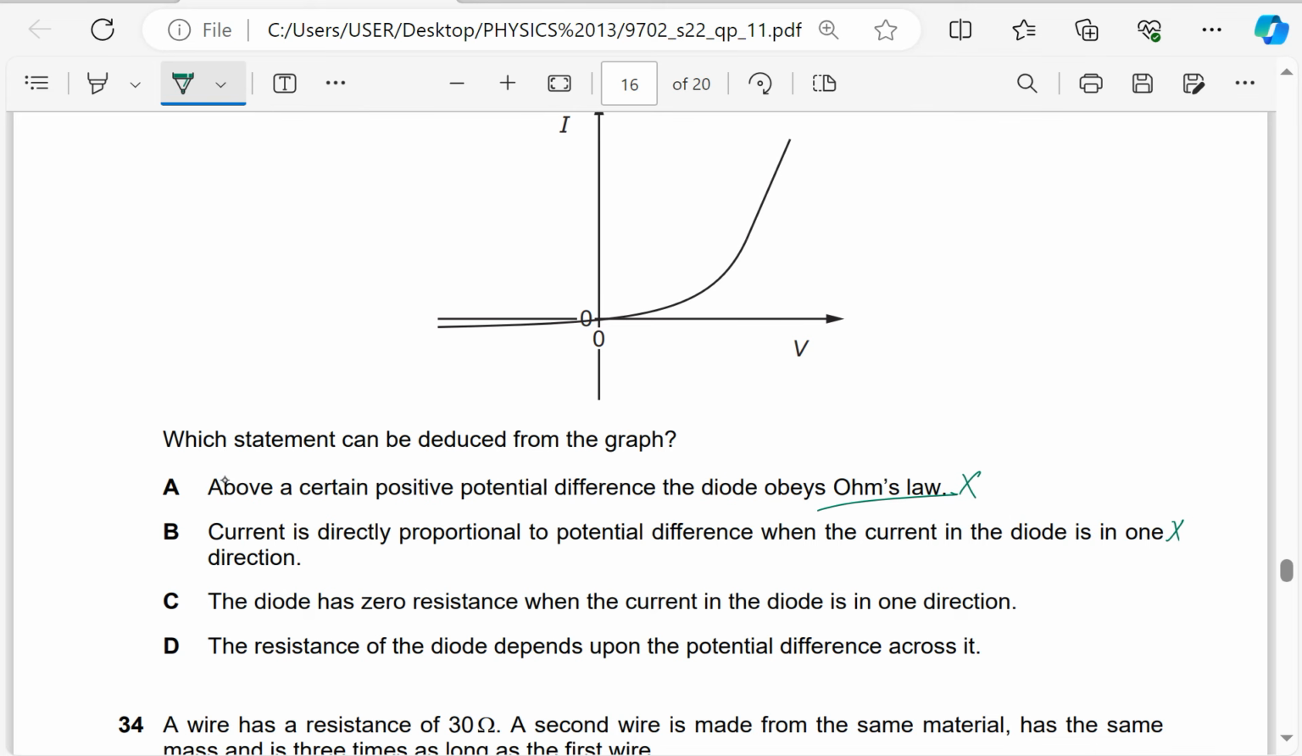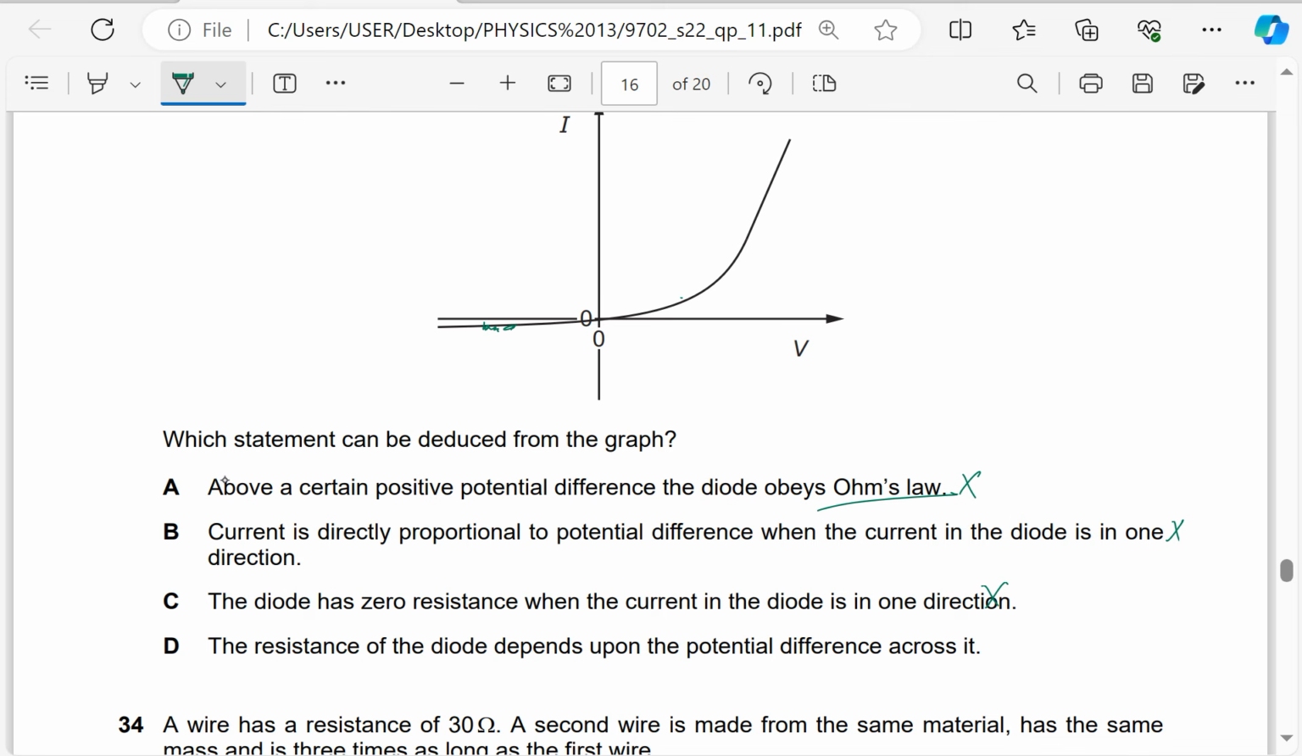The diode has zero resistance when the current in the diode is in one direction. Resistance is not zero in one direction. I don't think this gives us zero. There's a current here. This side is not zero because there's a current. But zero resistance means there's maximum current, so this is not going to be true.